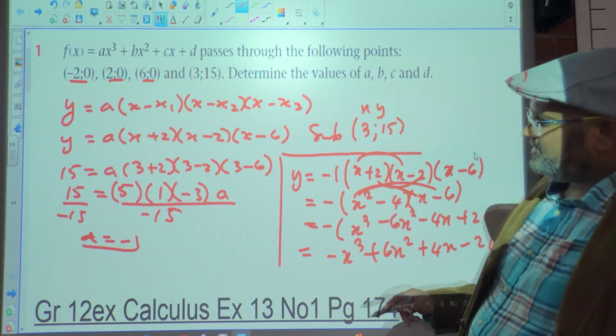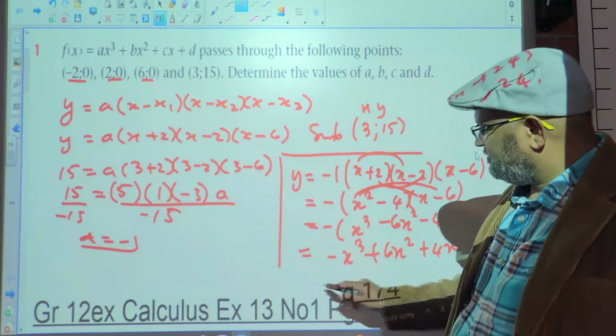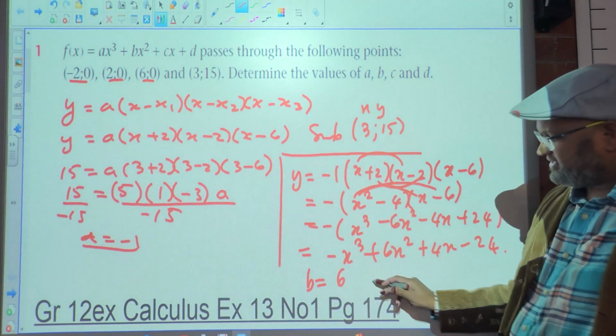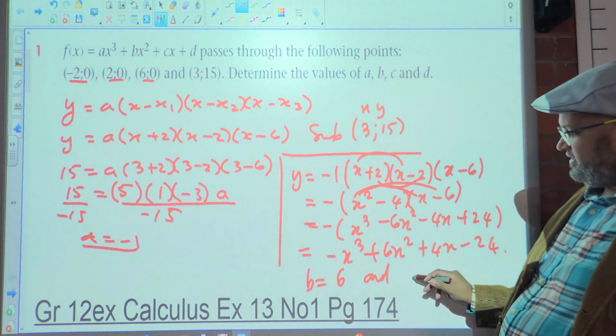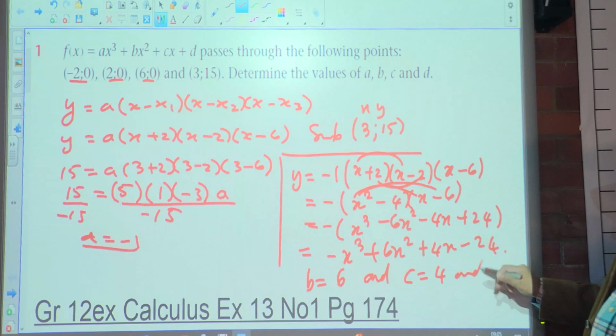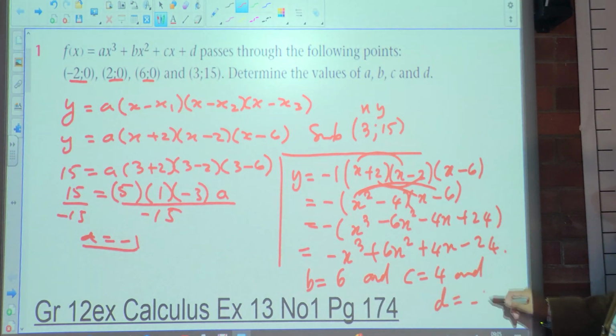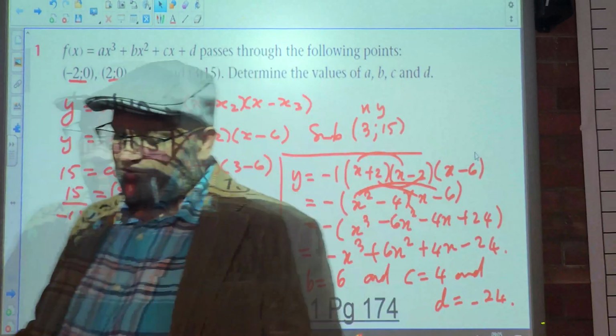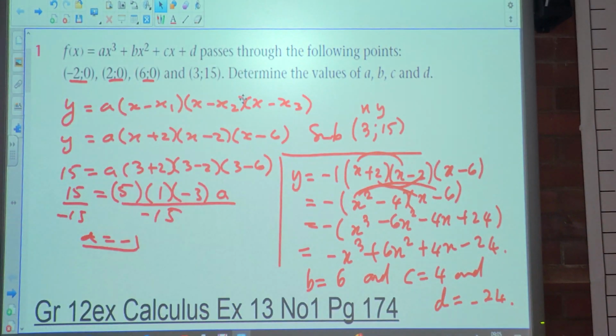Alright, so the a value is negative 1. Your b value, of course, is going to be the coefficient of x squared, which is 6. Your c value is the coefficient of x, which is 4. And your d value, of course, which is a constant, is negative 24. Okay? It's easy, no? 4 marks.